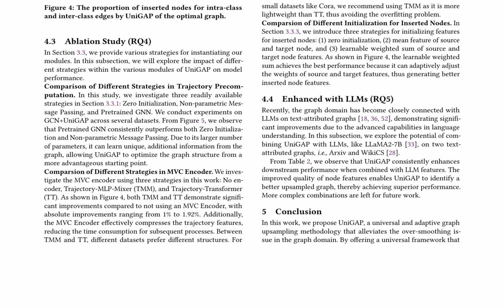The authors also investigate the potential of combining UniGAP with large language models, LLMs, on text-attributed graphs. Table 2 shows that UniGAP consistently enhances downstream performance when combined with LLM features. Overall, UniGAP offers a universal framework that can be applied to various graph neural networks, demonstrating its effectiveness in mitigating oversmoothing and enhancing model performance.